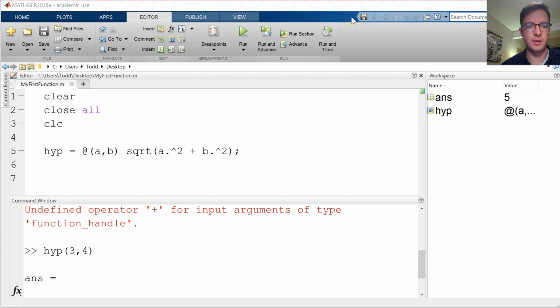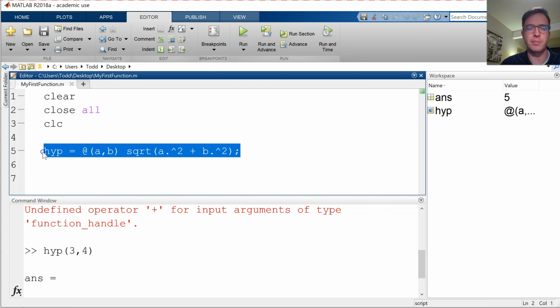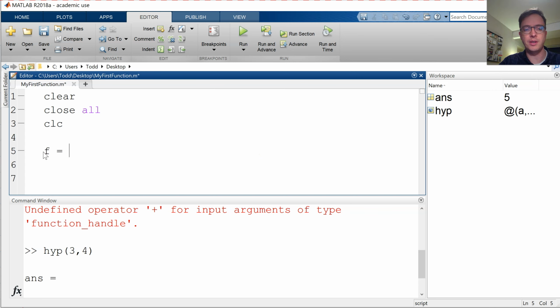So I'm going to go back to my MATLAB script, and I'll change my function. Maybe I don't want it to be hypotenuse anymore. We're going to do f equals sine of x squared, just like that. And then I'm going to type in integral f, the name of the function. So I'm not passing any arguments into the function. This integral function takes the name of the other function, integrated from 0 up to 2 pi.